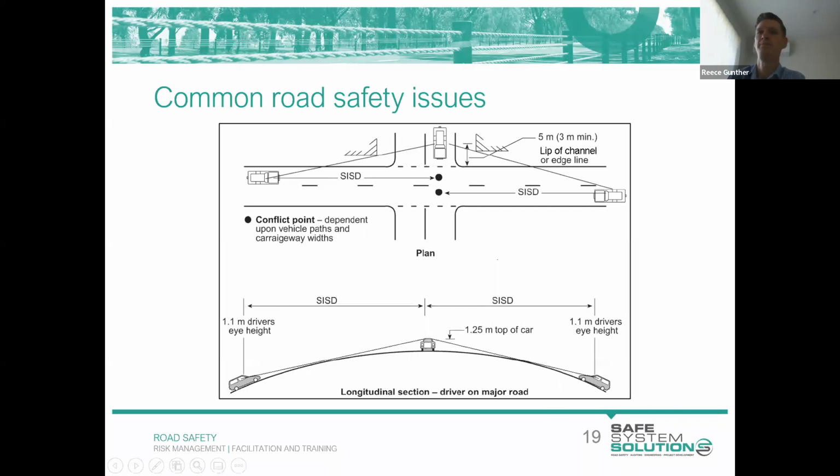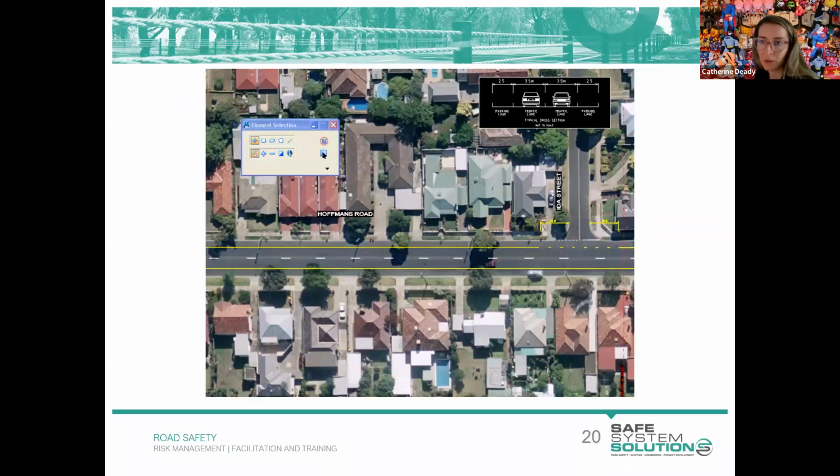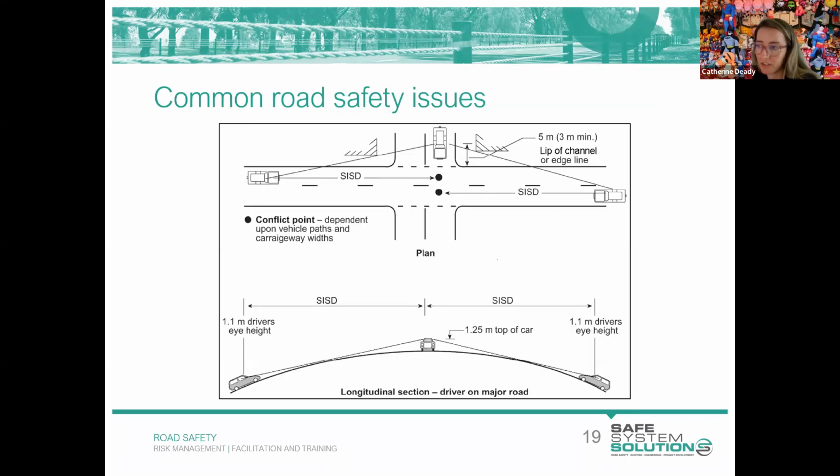Move to the next slide. Reece, just a question from the group. This is going back to swept paths. How do we treat lane splitting at intersections regarding large vehicles?